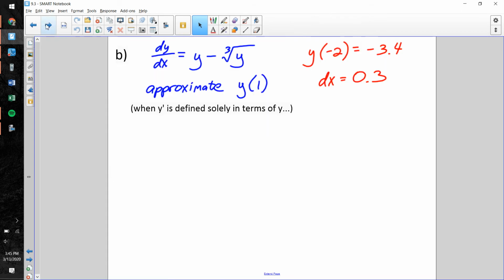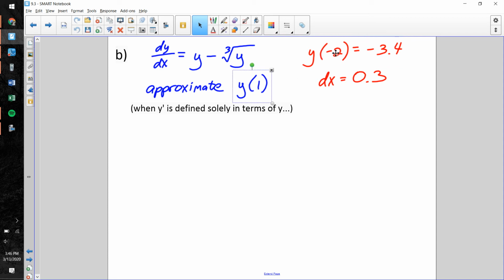Okay, on to example B here. As is the case with all Euler's method problems, we've been given three things. We have our differential equation right here. We have our initial condition, which we'll eventually be expressing as an ordered pair right here. And then we have the value of dx, the size of the step that we're going to take in each one of these problems. If you take a quick look at where we're starting, we're beginning with the ordered pair -2, -3.4. Our directions here are to approximate the value of y1.